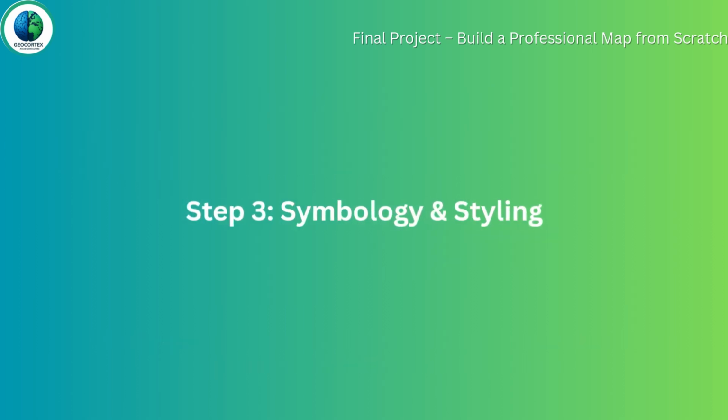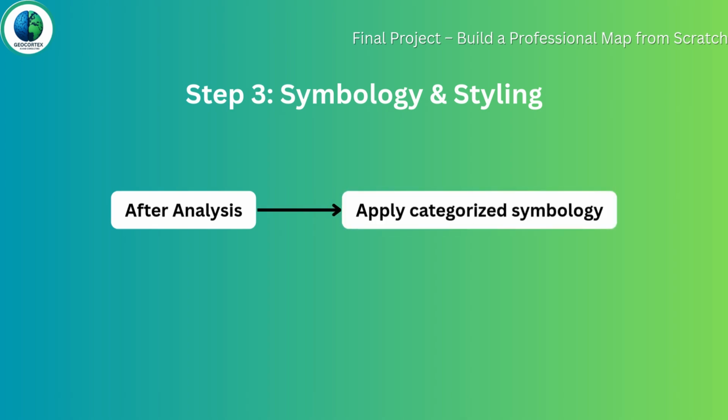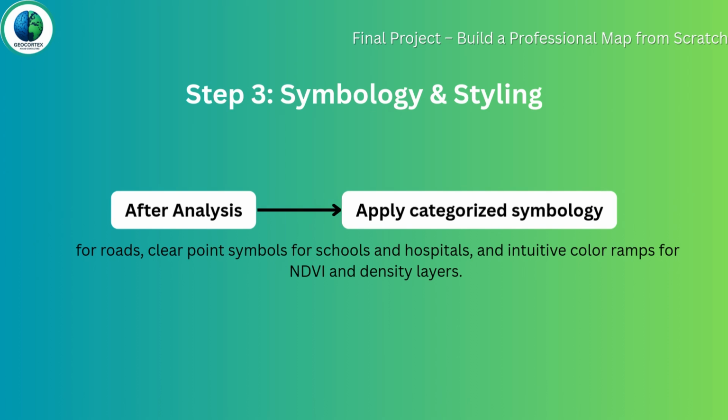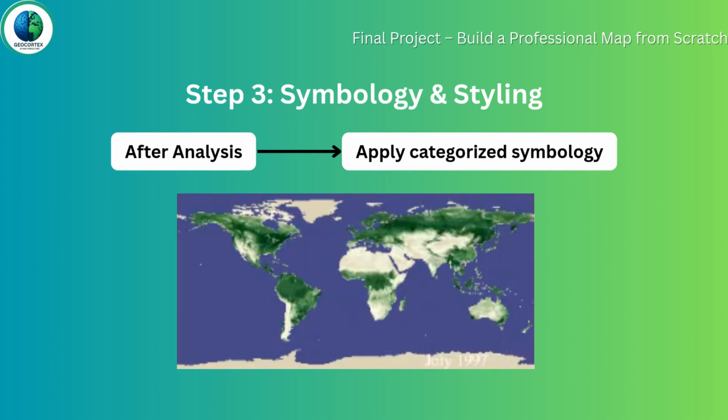Step 3. Symbology and styling. Analysis alone isn't enough. Your results need to be readable. We apply categorized symbology for roads, clear point symbols for schools and hospitals, and intuitive color ramps for NDVI and density layers. Green tones represent healthy vegetation. Warmer colors highlight high-density areas. And transparency helps layers work together instead of competing. A professional map balances accuracy with clarity.